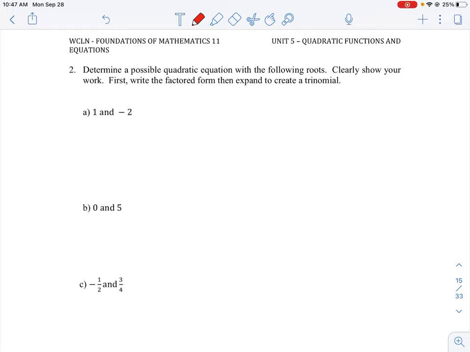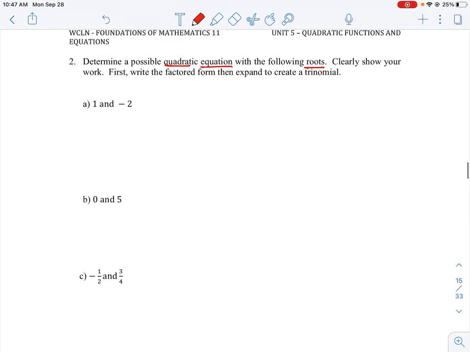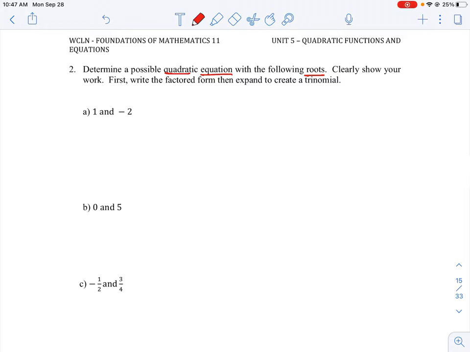Okay, so let's take a look here at question two, and let's look at what the problem is asking, where we're looking to find a quadratic equation given the following roots. So this is actually the opposite of what we did in question one. Instead of having to find the roots, we're given the roots, and then we need to find the expression, the quadratic form that provided those roots.